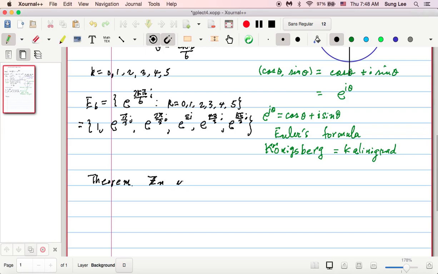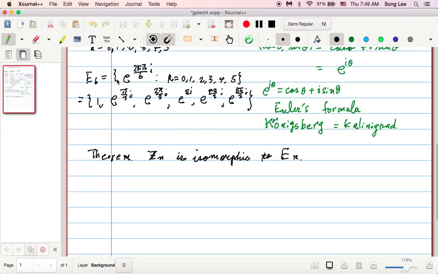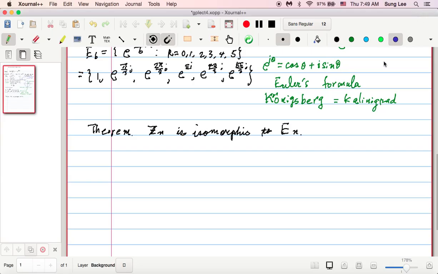C sub n is isomorphic to E sub n, okay, E sub n. So let's prove this. For the proof, I'm gonna use a different color. So here's the proof.